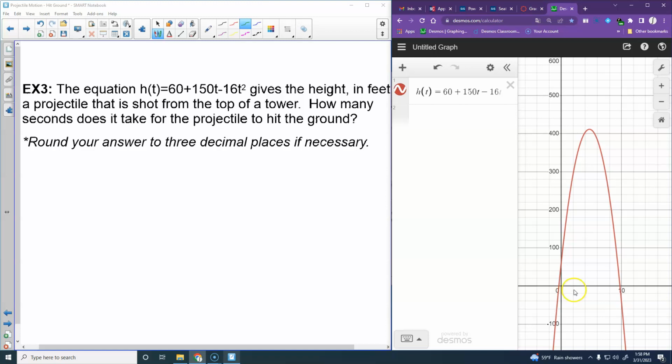Ian, where will we look for the time that it takes to hit the ground for this one? On that graph, where would it be? On the right side? X-intercept, right? So x-intercept is 9.759. So 9.759 seconds. Okay, we are right here.